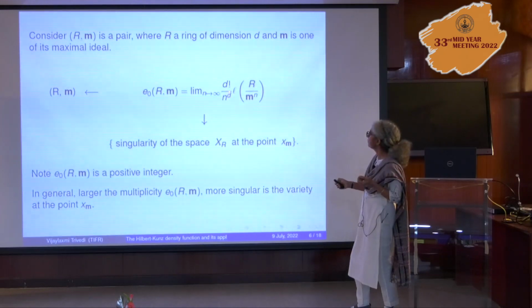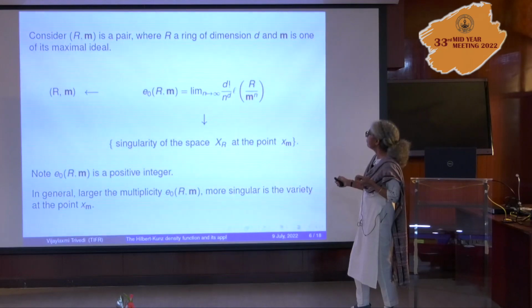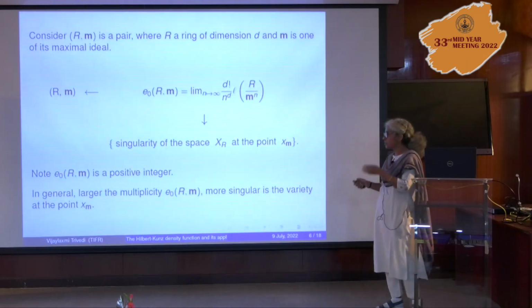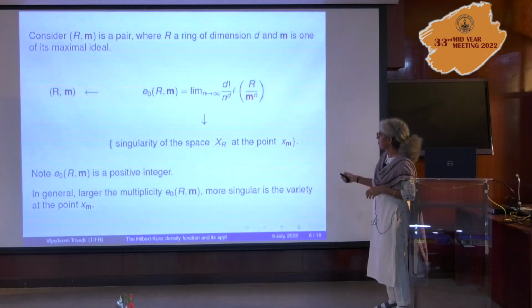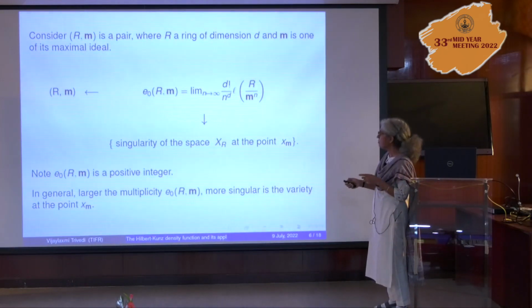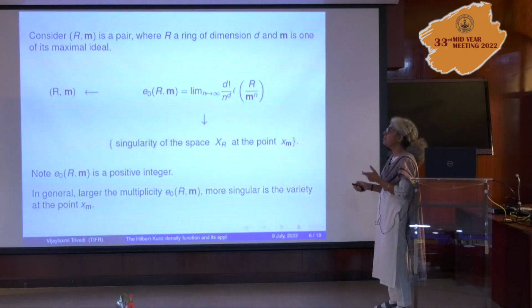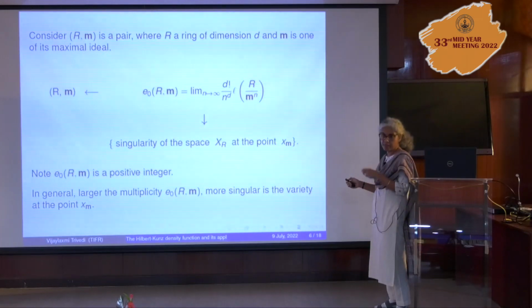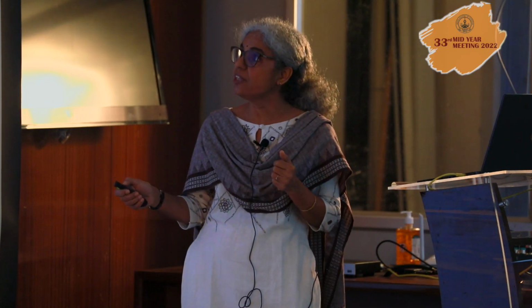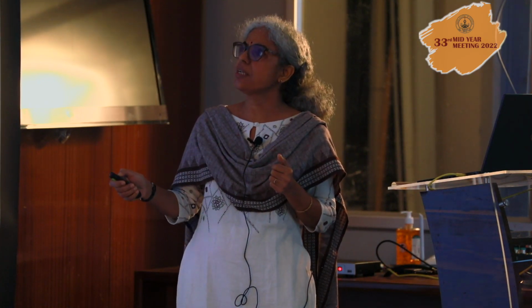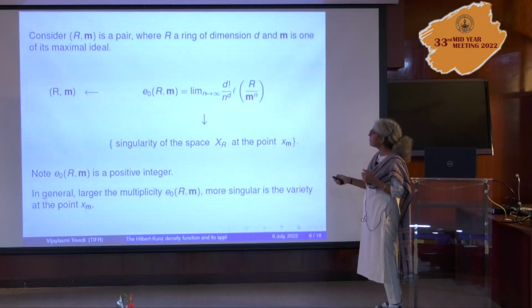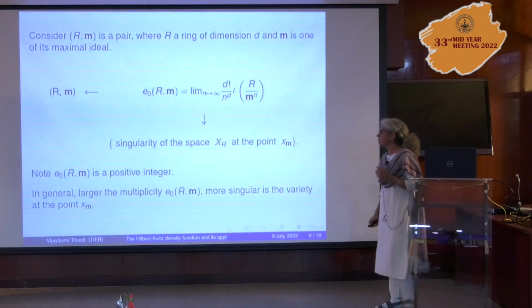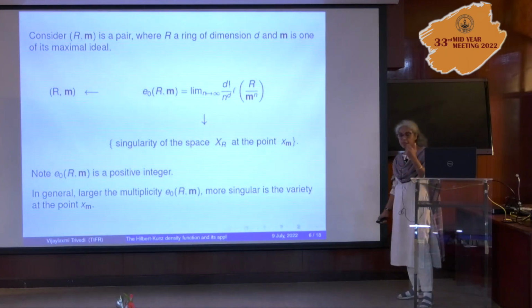So this is the length of R mod M to the power n. M is an ideal, a set of polynomials, and you multiply n times, so those kinds of polynomials. R mod M^n: M is a maximal ideal, so R mod M is a field, so R mod M^n is a finite dimensional vector space. So I can talk of the length of this vector space and normalize it by d factorial upon n^d. This limit actually exists, and this is called the multiplicity of the ring R at M.